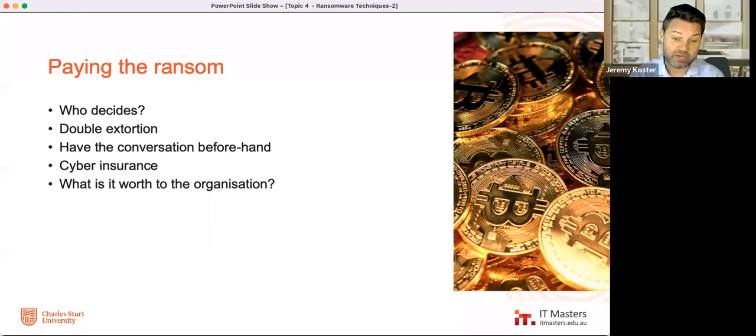But I think the double extortion is a bit of a misnomer. I agree with most people to say that if the data's out there, the bad guys aren't going to miss out on an opportunity to monetize twice. So it's important to remember that as well. Once it's out there, it is pretty much out there.